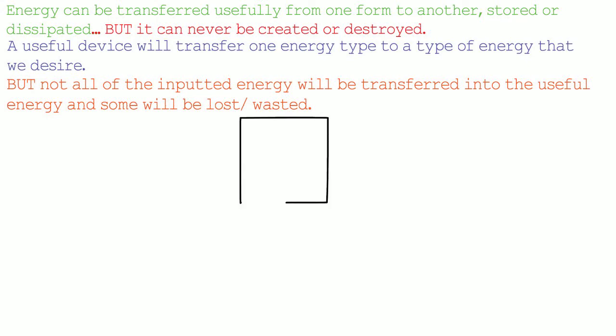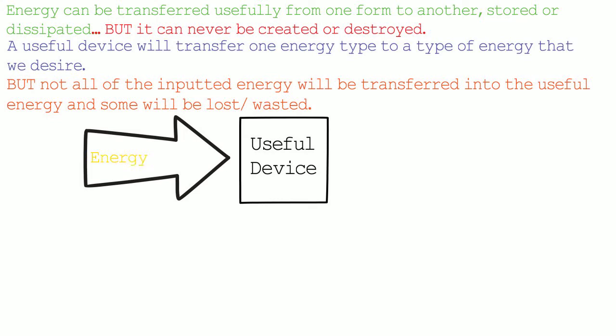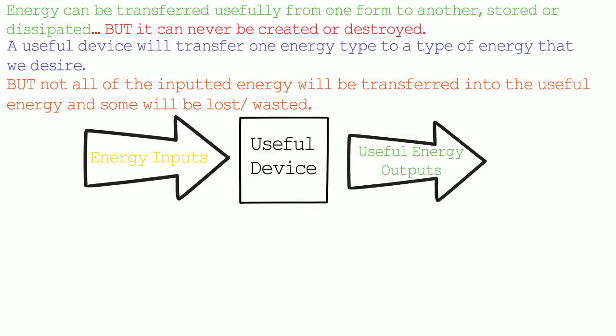Here we have a diagram that explains this. We have our useful device, which is our box. We then put energy inputs into our useful device. Our useful device transfers some of these energy inputs into useful energy outputs, and these are the energy outputs that we desire. But not all of the energy goes into energy outputs, and some of the energy is wasted, and this is wasted energy. Usually the wasted energy is heat or sound.